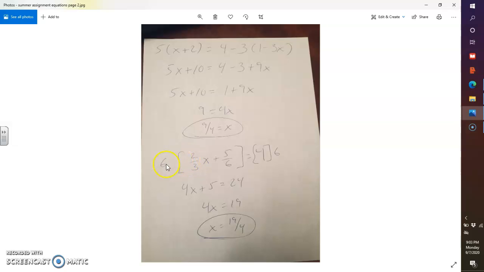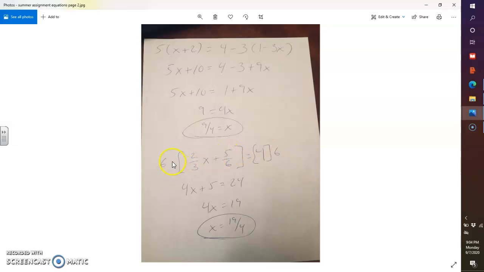People struggle to multiply a fraction by a number. All you're doing is dividing by the denominator and multiplying by the numerator. And if you select a good number, which is in a lot of cases what we'd call the lowest common multiple of the denominators, it will always eliminate the fractions.